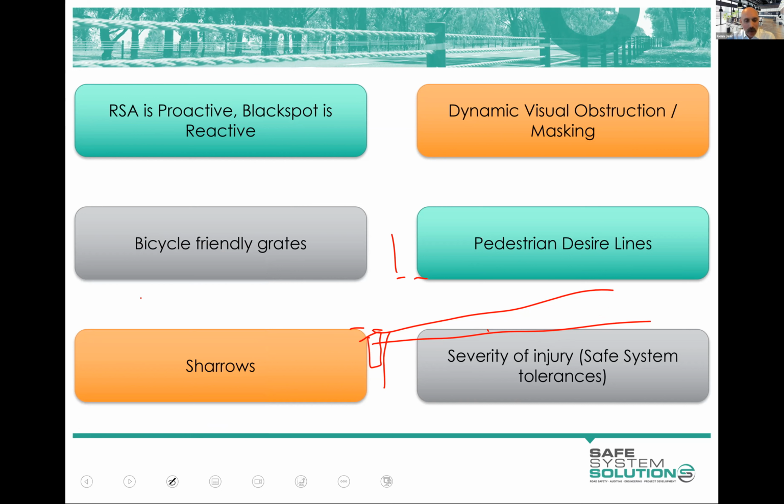The reason it's a supporting treatment is that while you've eliminated that particular issue, what we're actually interested in is the crash. Have you eliminated the crash that could happen? And if you haven't eliminated the crash that could happen, have you brought it all within safe system tolerable speeds and energy and angles and all of that?